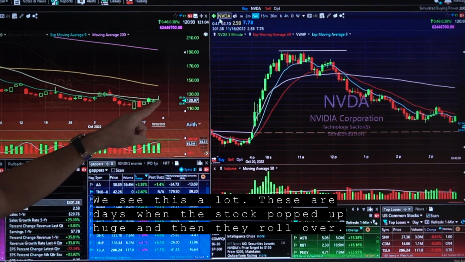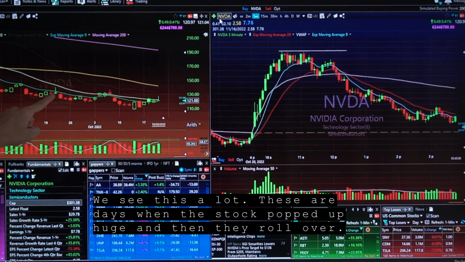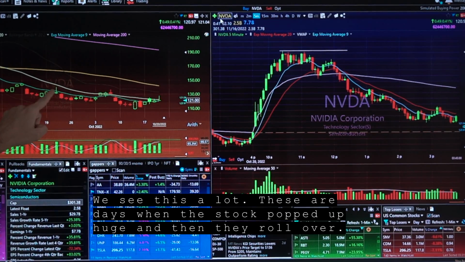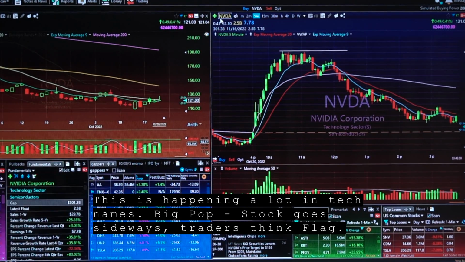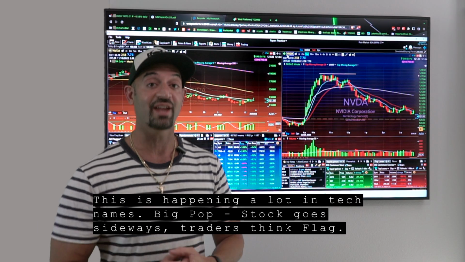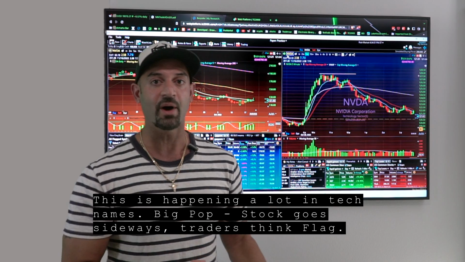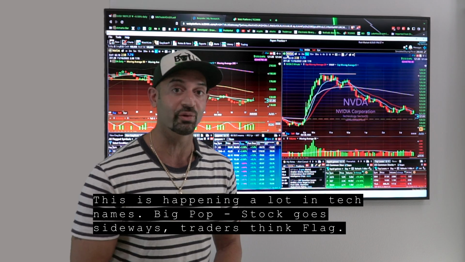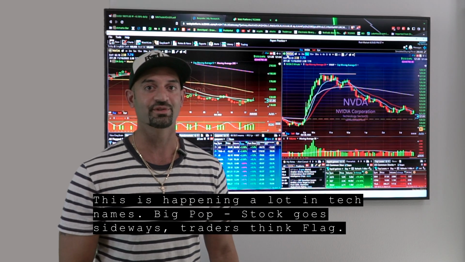If you look at these candles on NVIDIA, see these wicks over here. These are days where the stock popped up huge and then completely rolled over. And that's happening a lot in a lot of tech names. You'll see these big pops, they go sideways for a little bit, traders start thinking bull flag, and then the short comes in.